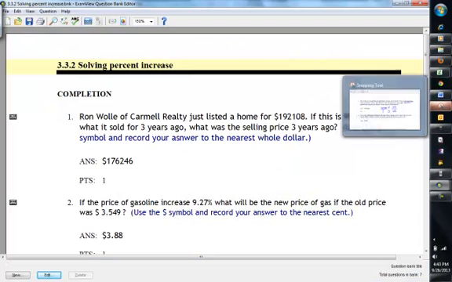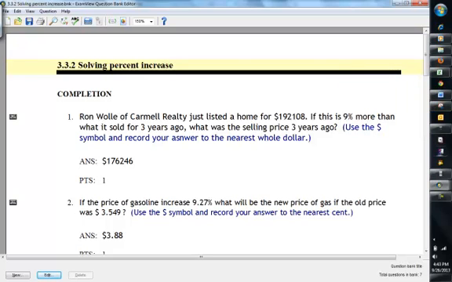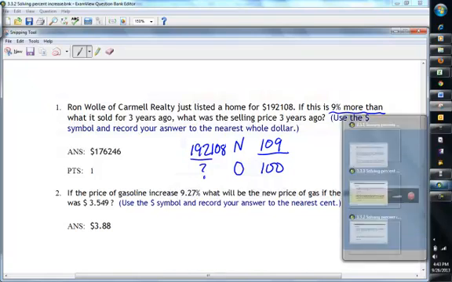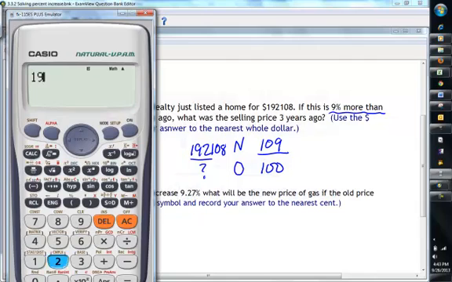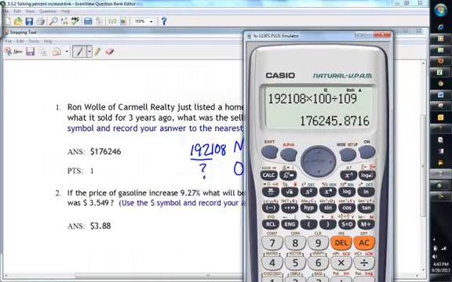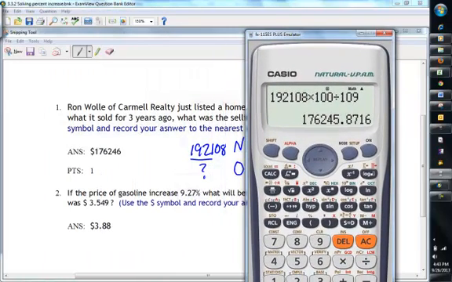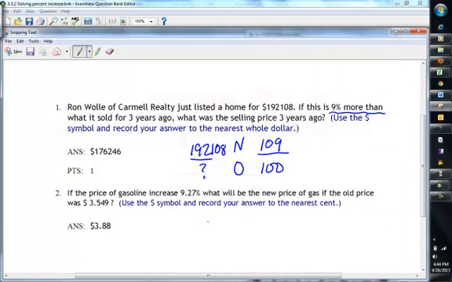So in other words, when you see a percent increase, all you need to do is add the percent on to what you had before. Solve it just like before: 192,108 times 100 divided by 109, and we get, rounded to the nearest dollar, $176,246.